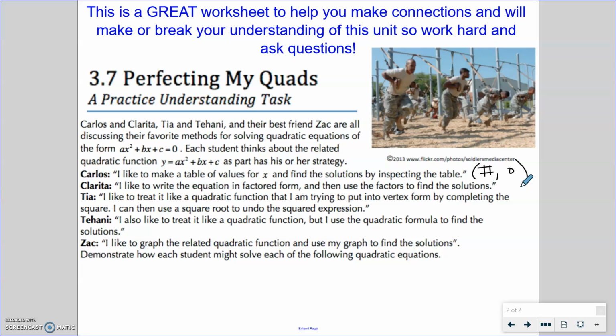Carla likes to write the equation in factored form. Tia likes to write it in vertex form and solve it. Tayani likes to use the quadratic formula. And then Zach likes to graph it. So you'll notice when you go to look at the assignment, the whole idea is you're going to take one equation that I give you, and you are going to solve it or find the x-intercepts using all 5 methods, okay? If you're using the same exact quadratic and you're solving it in 5 different methods, keep in mind your answers should be the same exact answers all 5 times, okay?